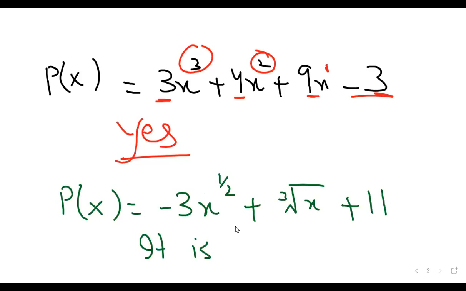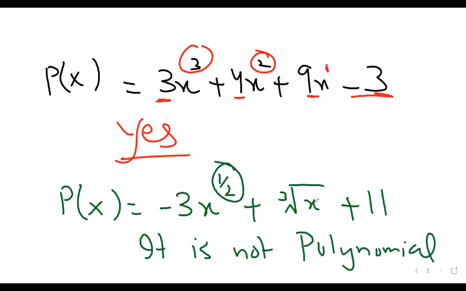As I have already explained in the first slide, a polynomial is one having coefficients and powers that are positive. It cannot be a fraction and it cannot be negative. If you see, this is not a polynomial. How? Just see here, the power is 1/2 and here the power is 1/3. Cube root of x means power 1/3. It's not a polynomial.